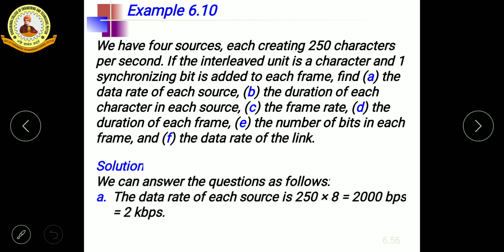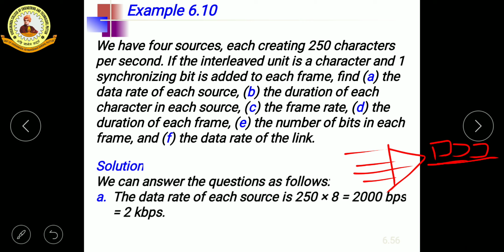So part A, that is the data rate of each source. I think you know the data given in this problem. We have 4 sources, 1 2 3 4, each creating 250 characters per second. Means in one character we have 8 bits, so 250 characters into 4 into 8, because 4 sources are there. If the interleaved unit is a character, that is 1 byte, and one synchronizing bit is added to each frame, means in a frame we have how many units? 4 units, because we have 4 sources, and each unit has one character in it, that is 8 bits, and one synchronizing bit is added to every frame. That is what is given in the question.